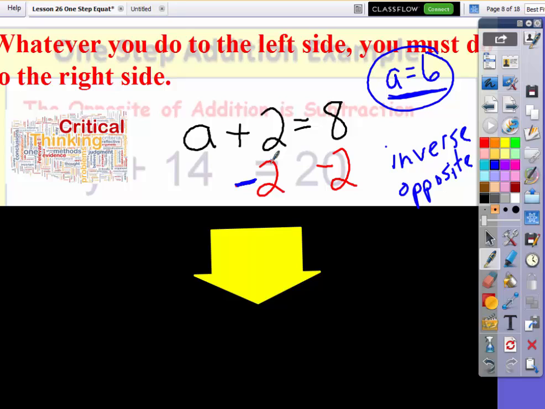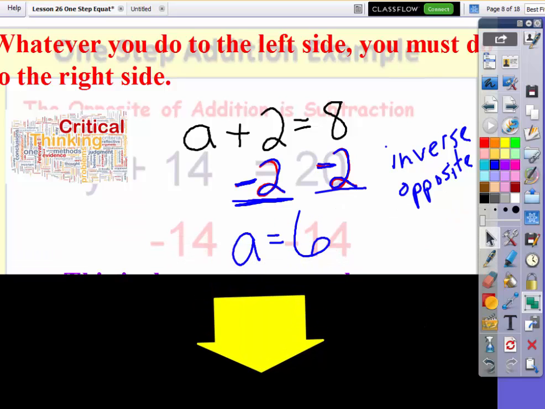So here I'm going to be doing the inverse. Instead of adding 2, I'm going to subtract 2. And this is where this phrase comes in: whatever I do to the left side, I must do to the right. But what I just did to this left side, I subtracted 2. So on my right side, I also have to subtract 2.